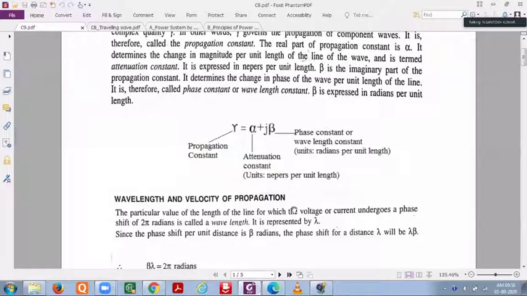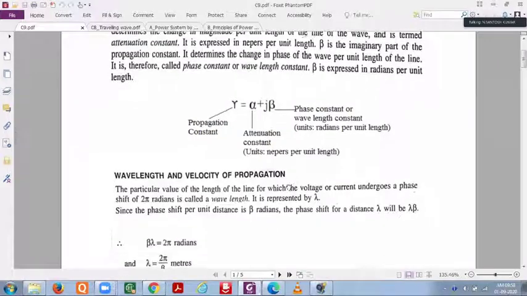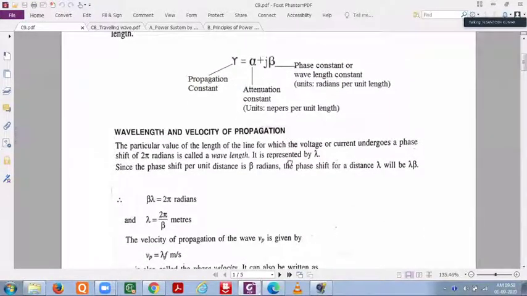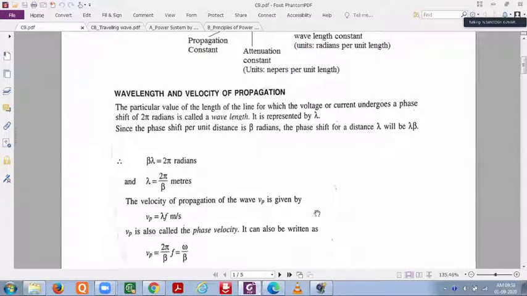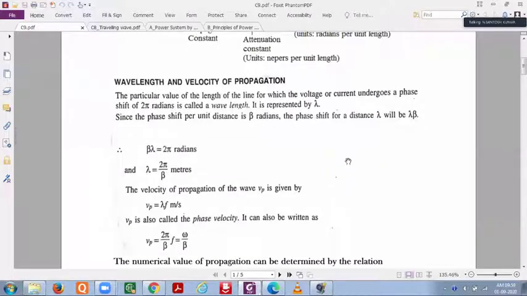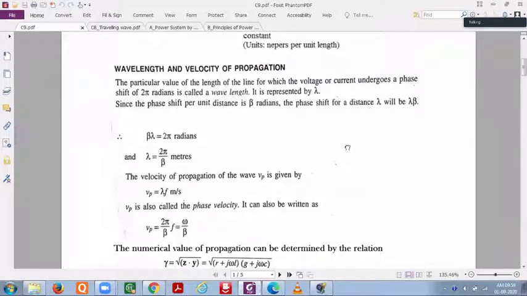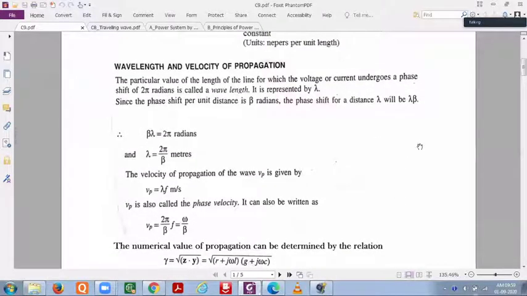And as I said in your first class, it will travel with the velocity of what? Light. It travels with the speed of light. That is 3 into 10 power 8 meters per second. We have that constant speed of light. So that will travel with that speed. So just now, if you see here, please focus here.